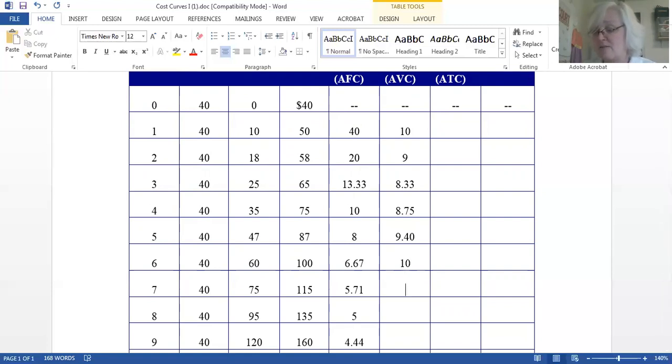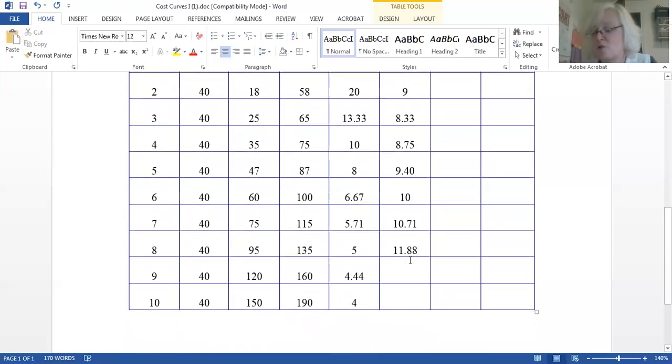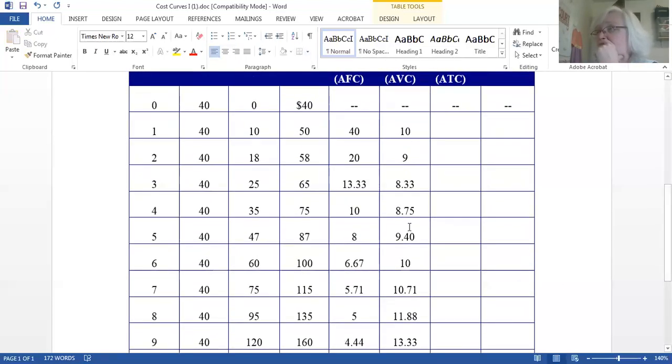75 divided by 7, yes, I can tell right away that's going to be better than 10. 10.71. And then the next one, 95 variable cost divided by 8. 11.875. Yep. The next one, 120 divided by 9 units, 13.33. And then 150 divided by 10, I can do that. That's 15 in my head. Cool. All right. So there we go. It falls, hits a minimum, and then rises. That's that U shape that you saw in the textbook, for the average variable cost.